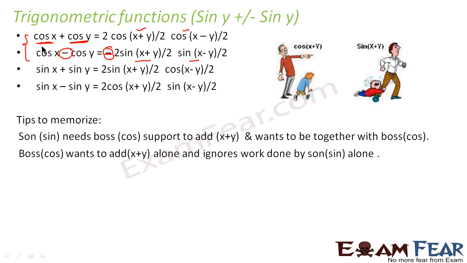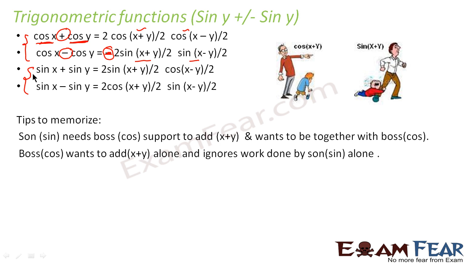This part is clear. Since the boss is initiating the conversation, the right side will be either completely boss or completely sun. This was plus, so we made completely boss. This is negative, so we made completely sun. And since the sun work is ignored, this is a minus. Please remember this.